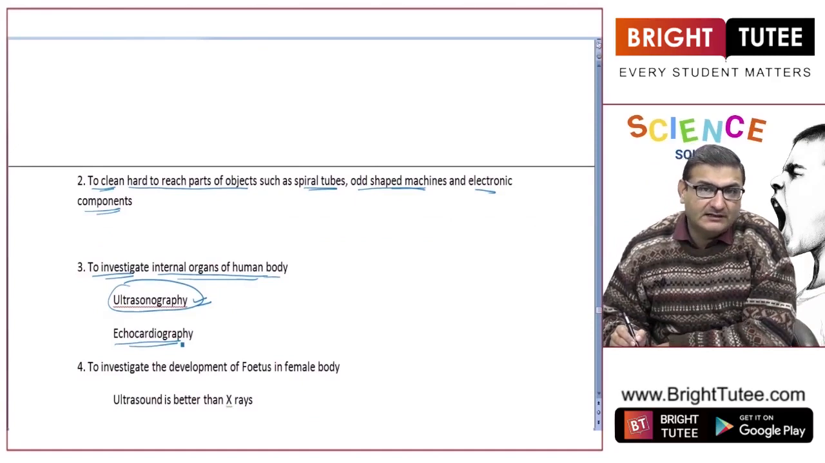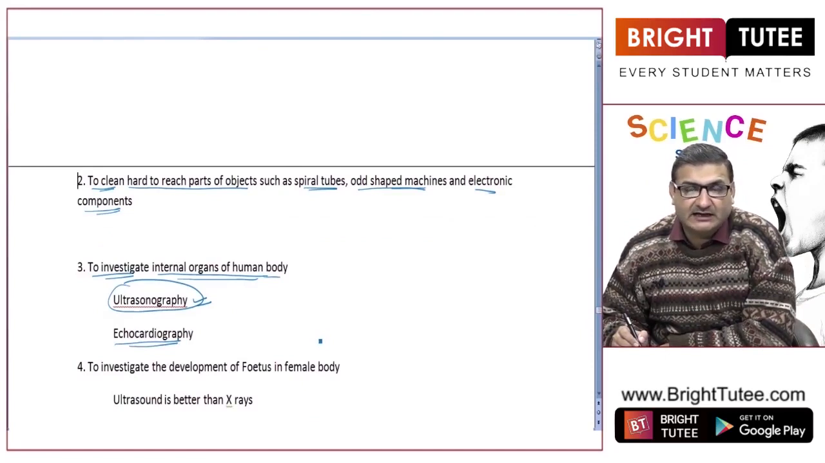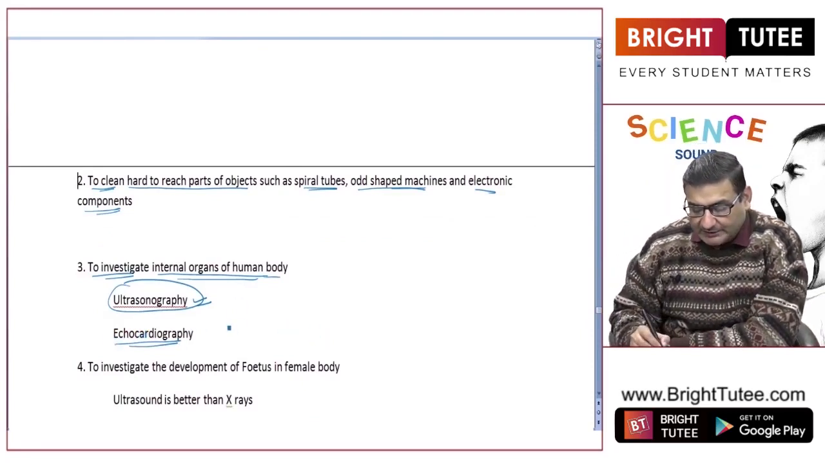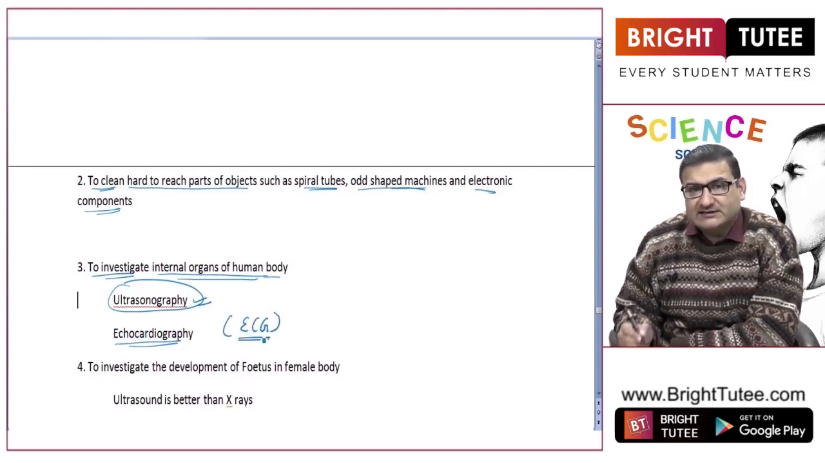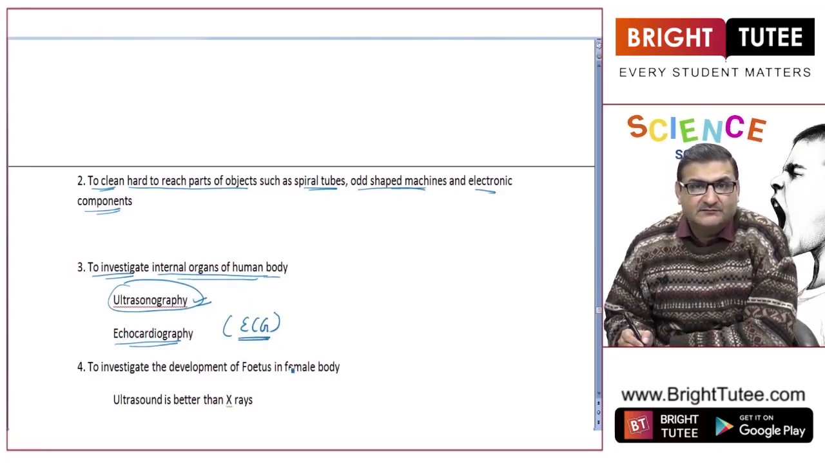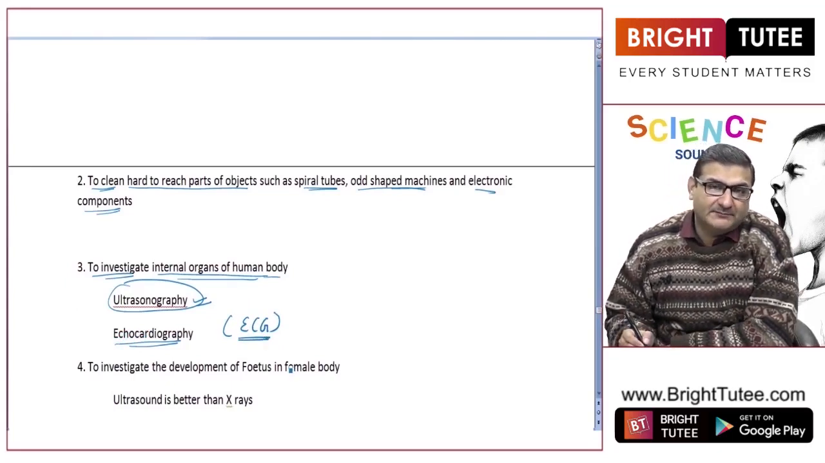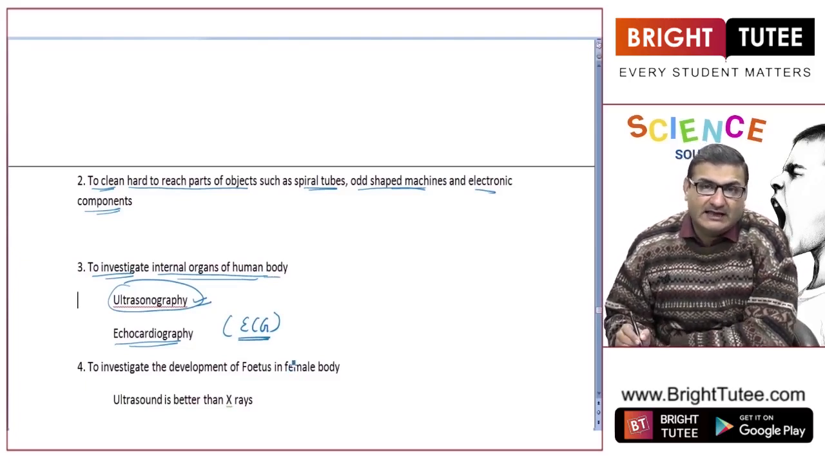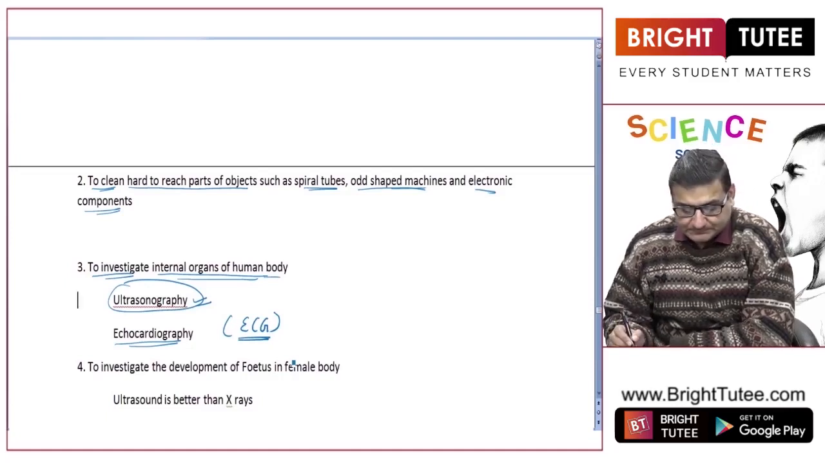The same ultrasound waves may also be used to check the working of the heart. That is a different term. When it is used for checking the normal condition, shape and working of the heart, then that technique is known as echocardiography or ECG. You must have heard this ECG, you must be familiar. This ECG is for echocardiography, right? This is one of the very important and wide uses of ultrasound.